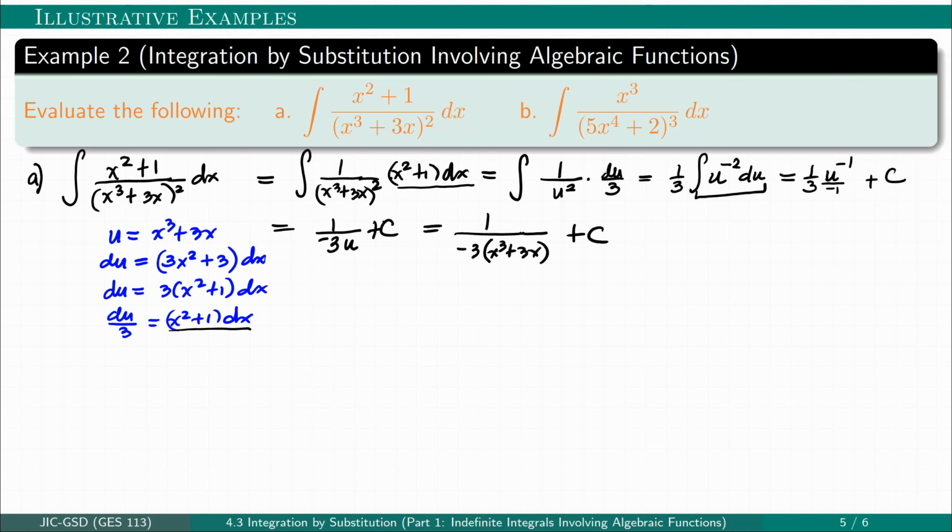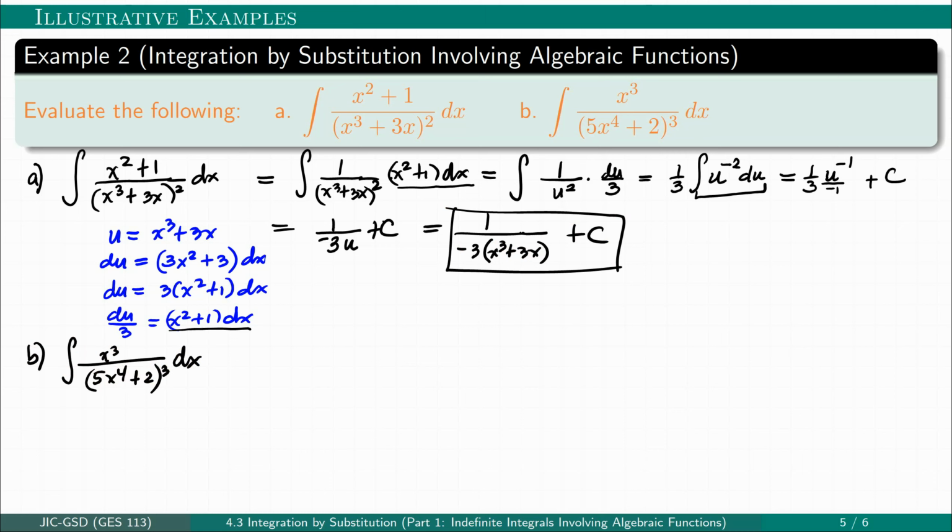Similarly, we have integral of x cubed divided by 5x to the 4th power plus 2 raised to 3 dx. Now we just use the substitution u equals 5x to the 4th plus 2. Taking the derivatives of both sides will give us du equals 20x cubed dx. Now what we need is x cubed dx, so we can divide both sides by 20. So we'll get du divided by 20 equals x cubed dx.